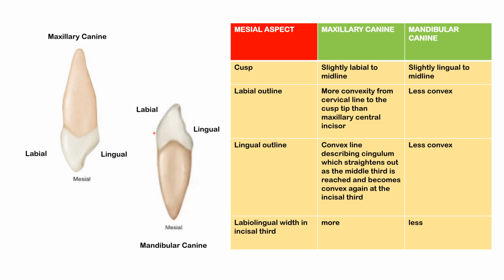Coming to the lingual outline of the maxillary canine, there is a convex line describing the cingulum which straightens out as the middle third is reached and becomes convex again at the incisal third, whereas in the mandibular canine it is less convex. The labiolingual width in the incisal third is more in the maxillary canine as compared to the labiolingual width in the incisal third in the mandibular canine.